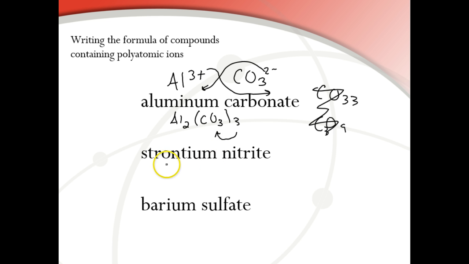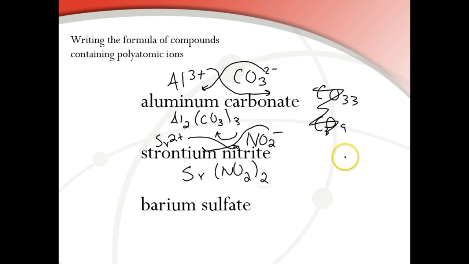The next one is strontium nitrite. Strontium, Sr2+, nitrite. Nitrate's NO3, so nitrite must be NO2, and if you remember, Nick the camel has one vowel, so that's NO2-. Do the little switcheroo thing again. We've got Sr, and then we've got NO2, and we've got 2 of those guys, so that's pretty nice.